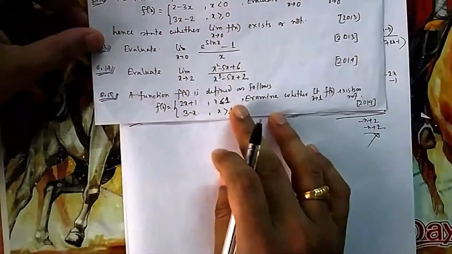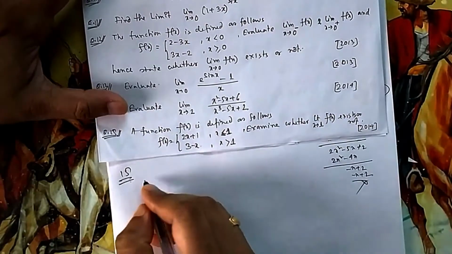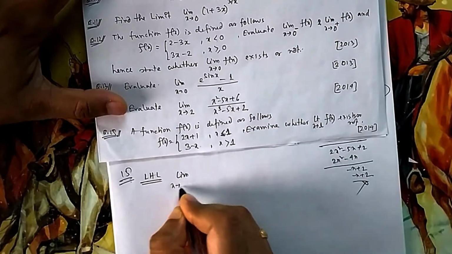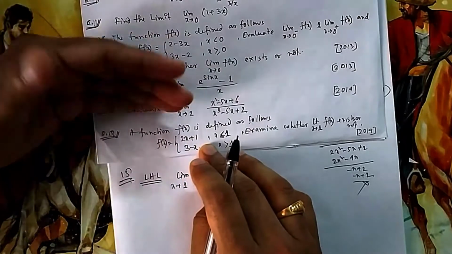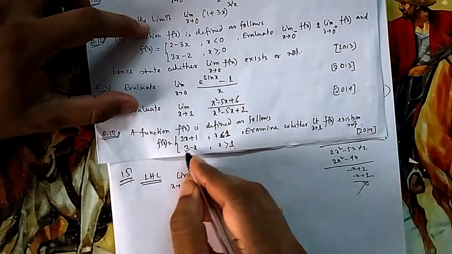If you come to 15, a function is defined, and we check whether the limit exists or not. For this existence, what we will do is find the left hand limit and right hand limit. So what is LHL? Limit x tends to 1. At 1 they are checking. At 1 actually this has two branches, one below 1 and one above 1. So 1 minus will come to here, 1 plus will go there.